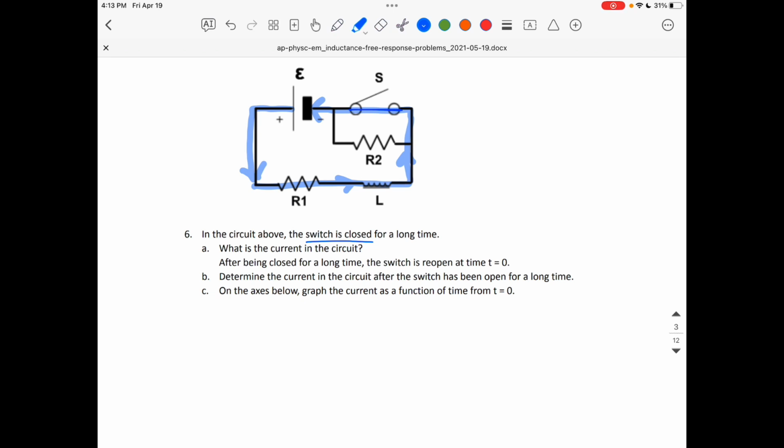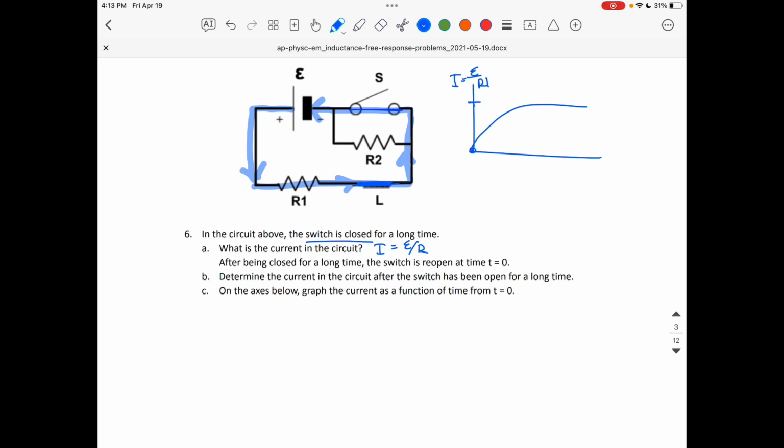So what is the current in the circuit? What we know is that the current starts at 0 and it increases till it reaches steady state. After a long period of time, we can think of our inductor as just a wire. I can draw it like this, just a wire like that. And then at that point, we've got just one resistor and one battery, which gives me a current of EMF over R1. So that's going to be our answer here.